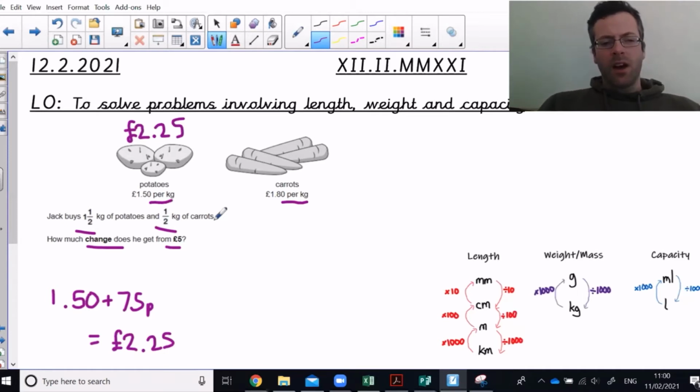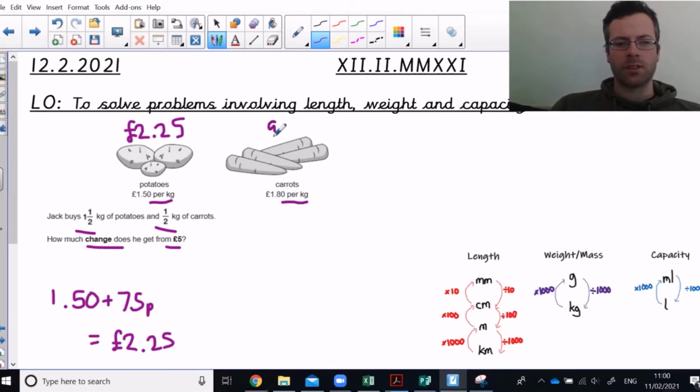Then he goes and buys half a kilogram of carrots. Well, if it's £1.80 for 1 kilogram, I need to half that. Well, half of a pound is 50p. Half of that is 15. No, hang on. Half of 80 is 40. So 50p add 40 is 90p. So he spends £2.25 add 90p.